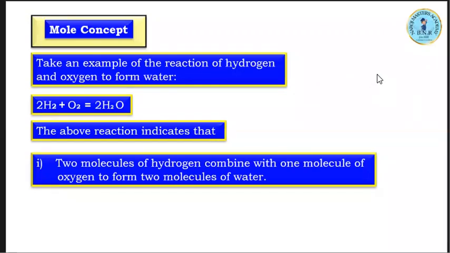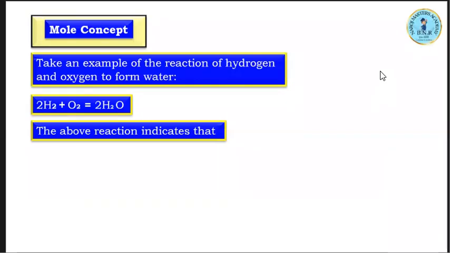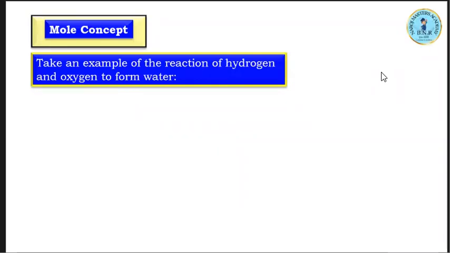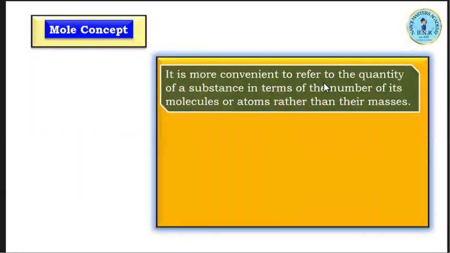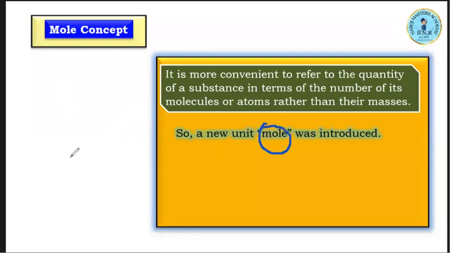Comparing mole and the number of molecules here: it is more convenient to refer to the quantity of a substance in terms of the number of its molecules or atoms rather than their masses. So a new unit was introduced instead of unified mass and so on. What is the name of the new unit? Mole.